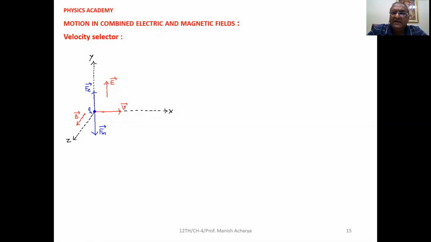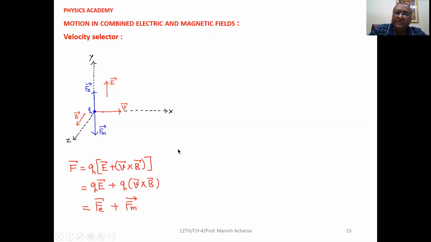It implies that now electric field, magnetic field, and the velocity of charged particle, all these three are mutually perpendicular to each other. See the figure. Suppose, as shown in the figure, the velocity of the charged particle is in x direction, electric field that is in y direction, and magnetic field that is in z direction.